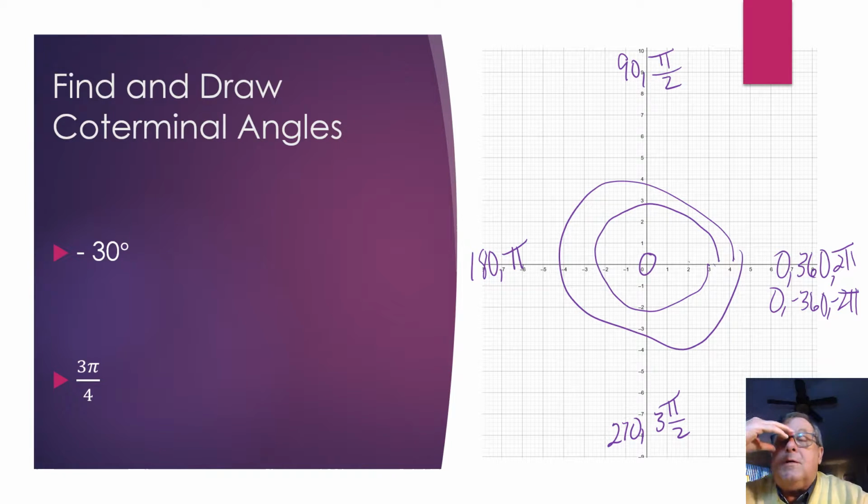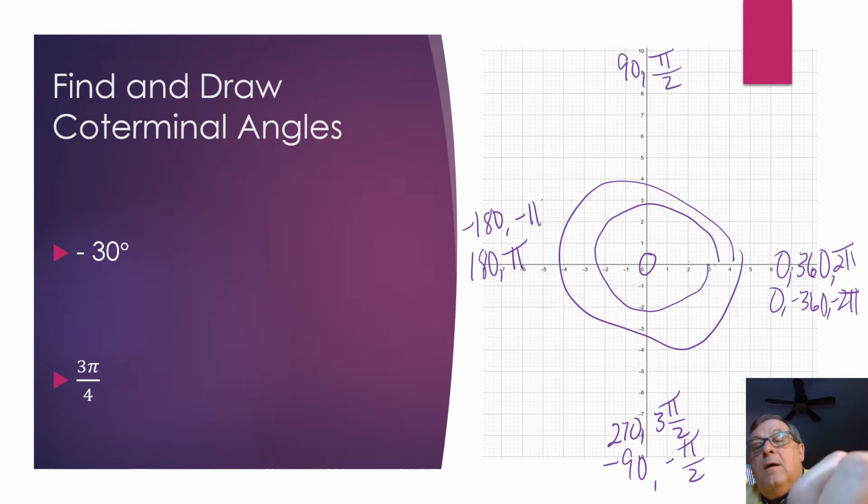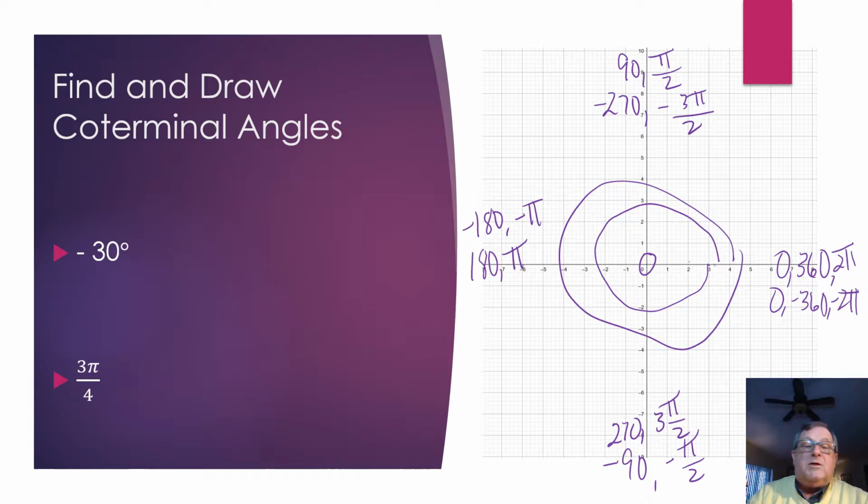Now all of those are measures of a positive angle. If it's negative, then all these things kind of flip around. Down here at the negative side of the y-axis, this would be negative 90, or negative pi over 2. Back up to the negative side of the x-axis, this would be negative 180 or negative pi. And up at the positive side of the y-axis, this would be negative 270 degrees or negative 3 pi over 2 if we were going in a clockwise direction.